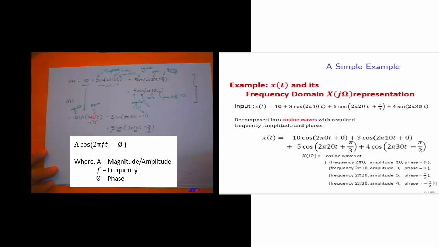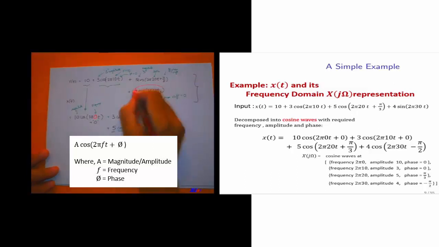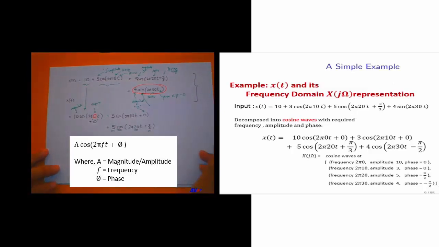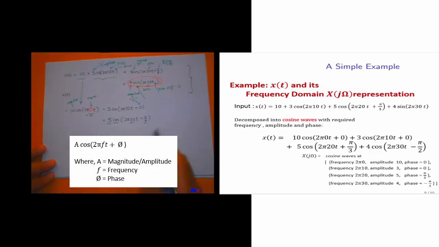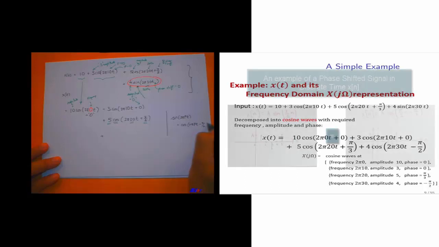And in the last term of our signal, which is quite interesting, it is a sine, but remember that we're not interested in sine. We want to represent it as cosine. So sine is nothing but a time-delayed version of a cosine. In other words, we're saying that sine 2 pi ft is equal to cosine 2 pi ft minus pi over 2.